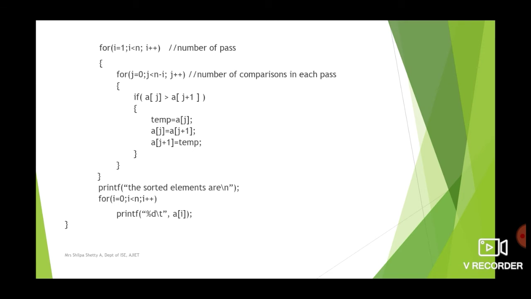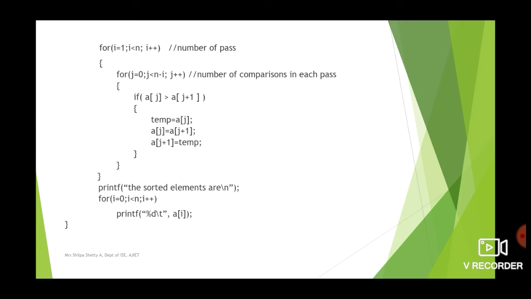Then a of j is a of j plus 1. What is a of j? The one location that contains 10. So in that I am storing a of j plus 1, that is nothing but my second element 5. So I will store 5 in a of j. Once I store 5 in a of j, then in a of j plus 1, that is the element that contains the second value 5, I can store the value that is stored in temp. So in temp, what did I store? I stored 10. So that I will move to a of j plus 1.